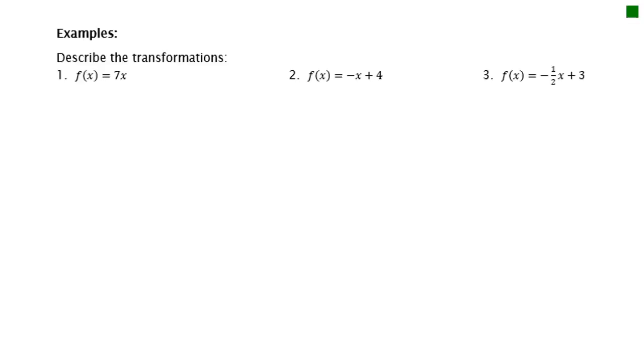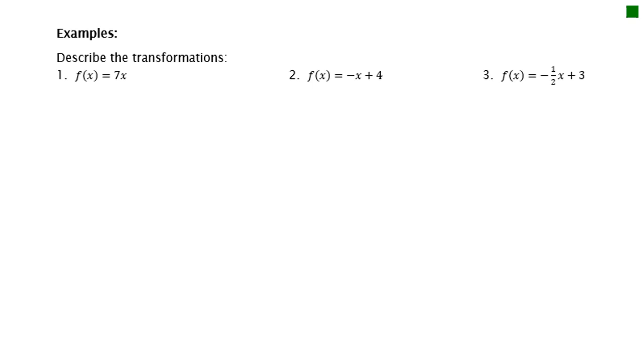So in these examples, we're going to just describe the transformations. Remember that there are three things that could happen. Your line could become steeper or flatter, it could be reflected, and it could be shifted up or down, depending on your b value. So let's take a look at number 1.